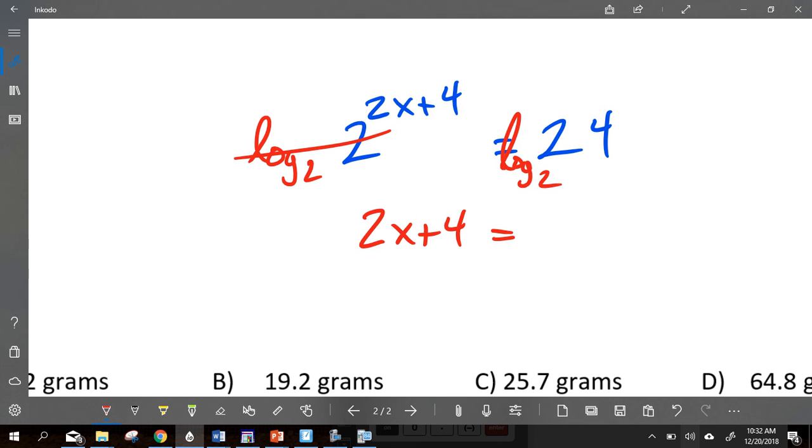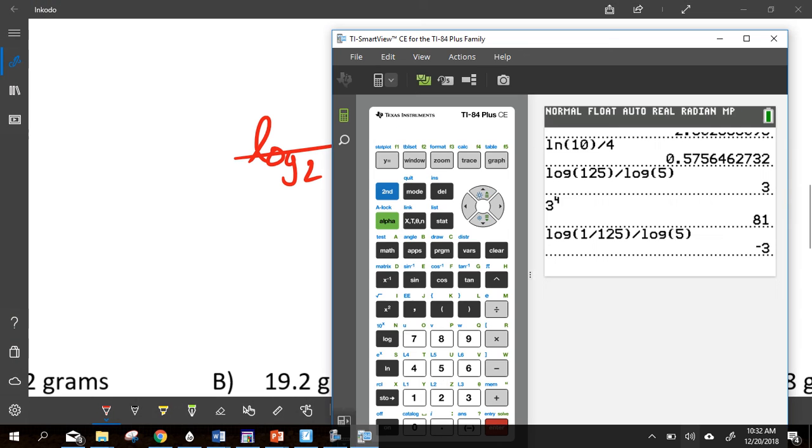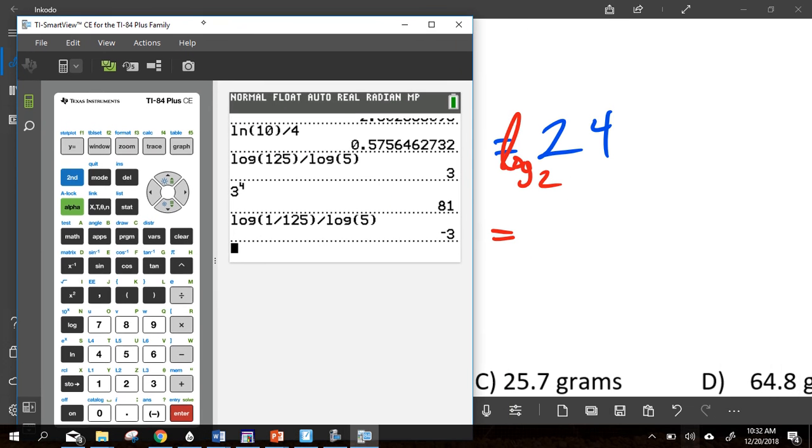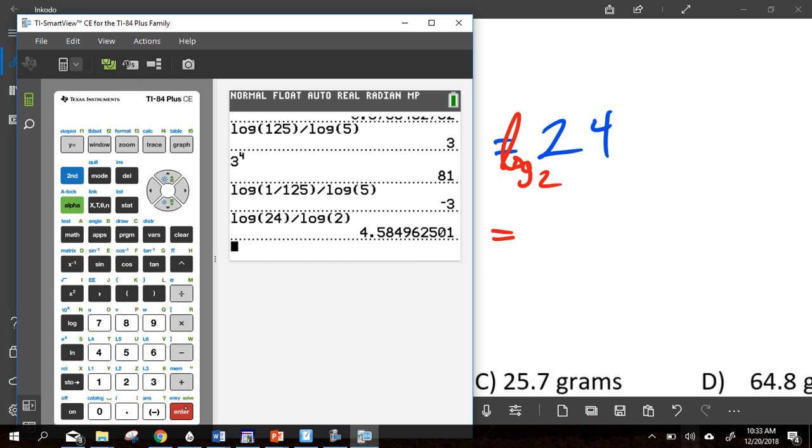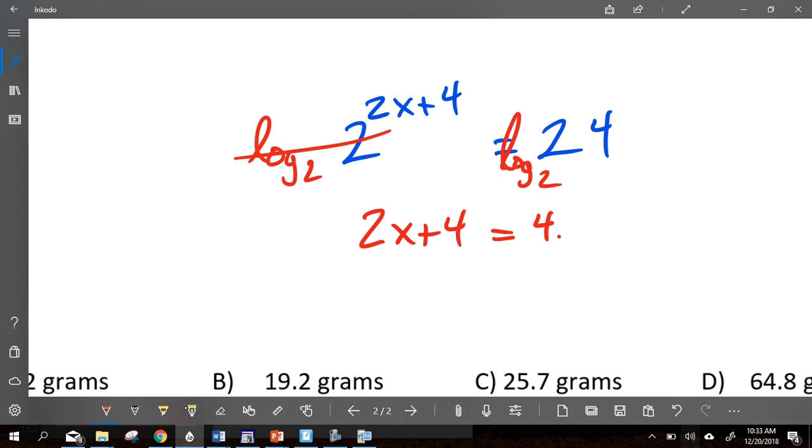Over here, log base 2 of 24, that is going to be a number. I can figure that out in my calculator. Again, I'm taking the log of the number, 24, close my parentheses, and divide that by log of the base. So divide that by log of 2. I type that in, I get this 4.585 number.